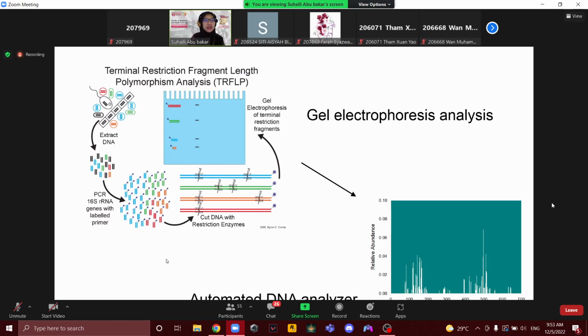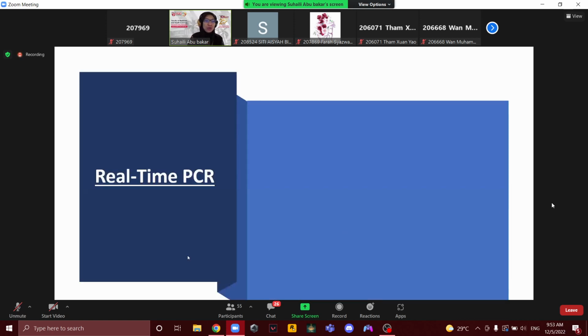Okay, this one. This is the image of the TRFLP. When you label the primers, then you know the colors. But the thing is, if you use gel electrophoresis, you can just see the band, the size, but the fluorescent you cannot see. So you have to use the automated DNA analyzer. You can still run it in the standard gel electrophoresis, but you just see the length. Okay, the length only. Can you see? Okay, now we go to the main one.